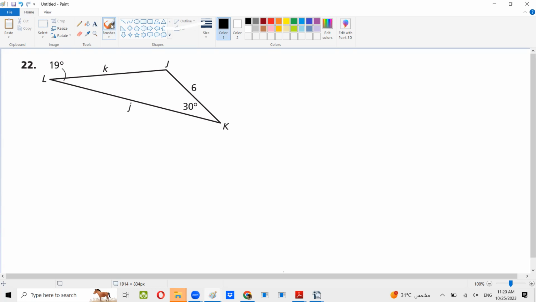First, I will solve the angles. I have two angles, so I can add them and subtract from 180. I have 30 plus 19, which is 49. 180 minus 49. Arlene, you made it 141 and that was wrong. It's 131, not 141. 131.